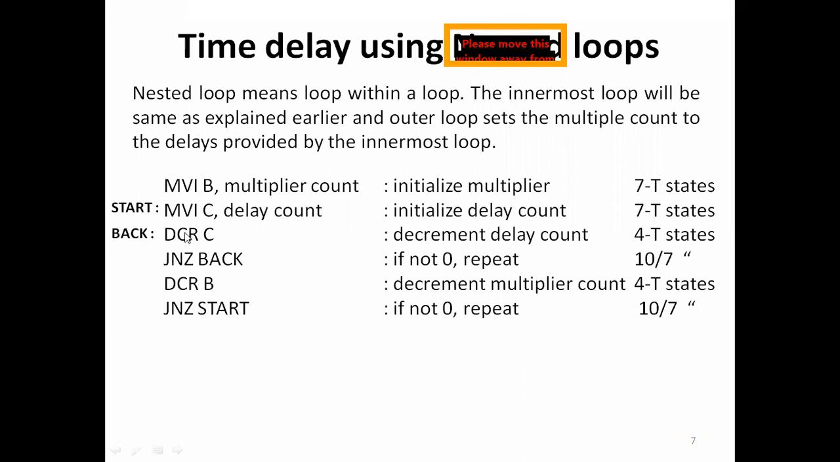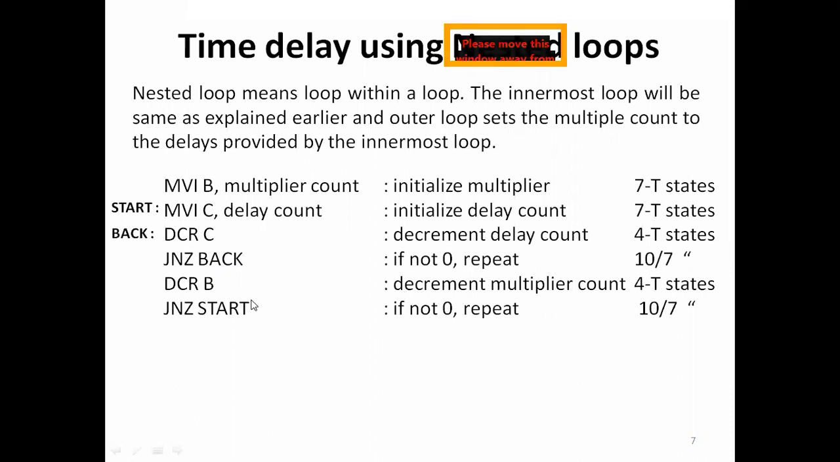Now one loop is created by decrement C and jump on non-zero back. This is one loop. And another loop is MVI C and then MVI B, and we are decrementing. So this is one loop from first to fifth, and this is another loop from second, third to fourth. This kind of loop is known as a nested loop. Now jump on non-zero is again 10/7 states. Decrement B is going to take 4 states. Jump on non-zero is again taking 10/7 states.